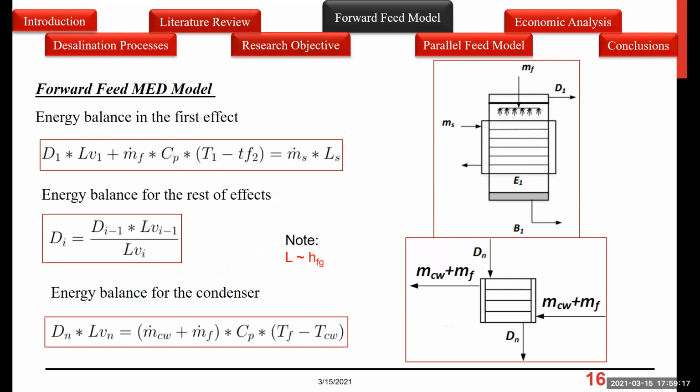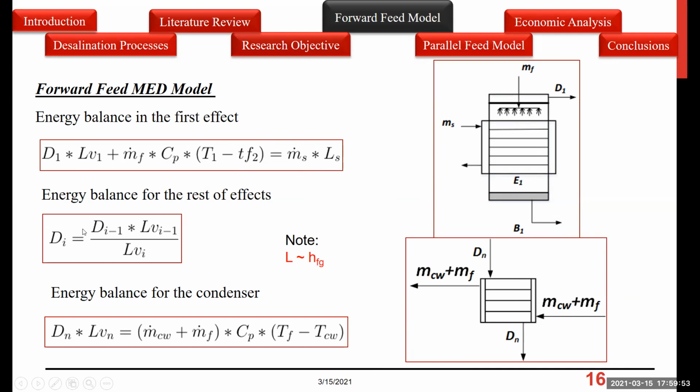And he was showing the equations that are needed for analyzing the forward feed model, starting with an energy balance for the model. LVI, basically he's using L here as a representation of HFG. In the engineering unit system they use HFG, or in the metric system they use L rather than HFG, so that's why it's written here. So steam coming from the power plant, with its latent heat, is used to sensibly heat the feed and evaporate part of it.